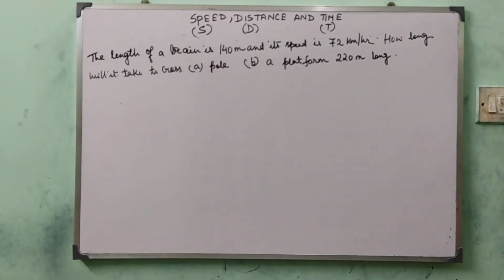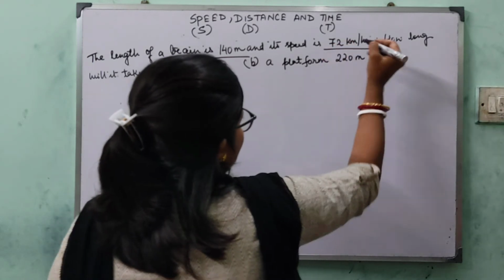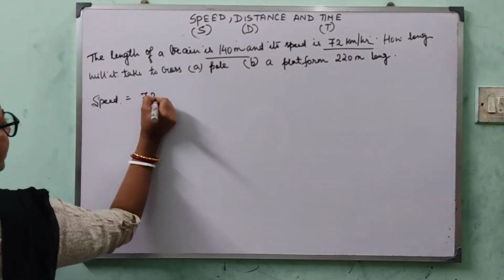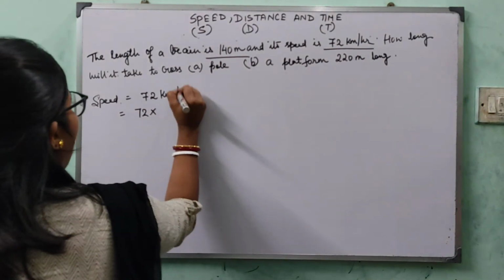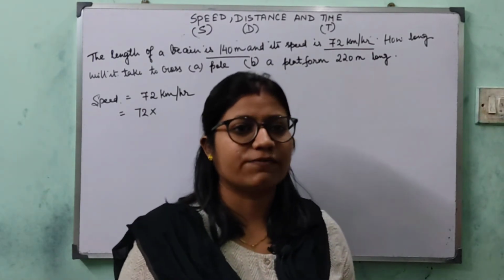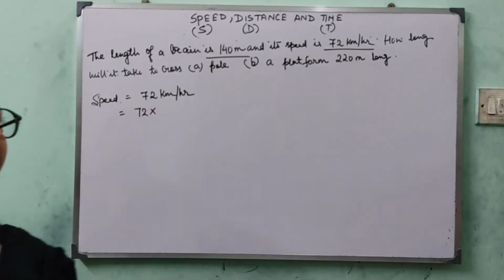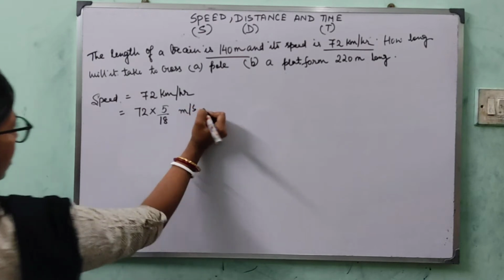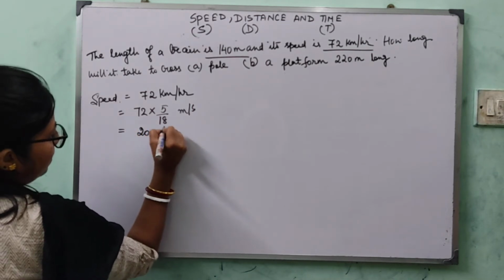The very first thing I can see is the length of the train is in meters and speed is in kilometers. So the speed given in kilometer per hour, I will change into meter per second, and you know how to do that. If you do not know, please refer to the previous video of this chapter. For converting kilometer per hour into meter per second, we multiply by 5 by 18. So 72 into 5 by 18 is 20 meter per second.